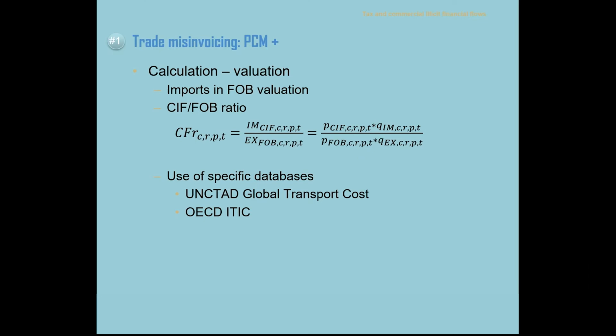Various databases could be used for that. There is the UNCTAD Global Transport Cost Database, which may be useful here, and the OECD ITIC, so the transport and insurance cost database that we mentioned earlier. There is a case study in the guidelines by Carlotta Schuster and Junior Davis when they use the so-called mirror trade gap method, and they apply the CIF-FOB ratios for specific commodities using the OECD database.